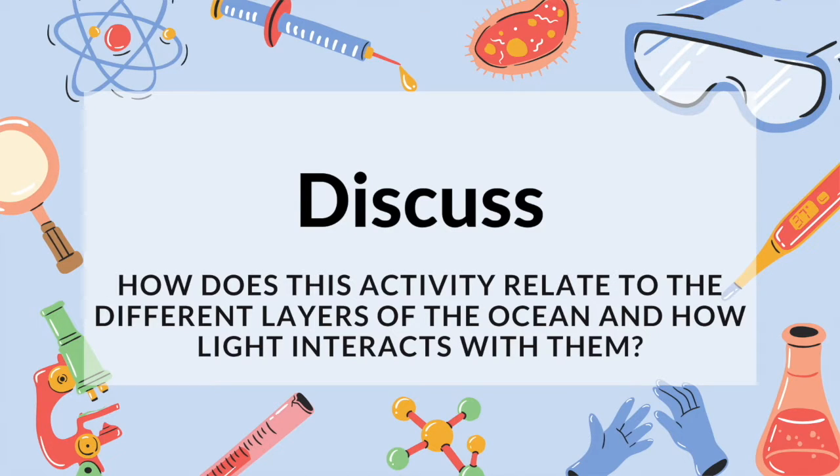The second discussion question is, how does this activity relate to the different layers of the ocean and how light interacts with them? The ocean is many, many miles deep. The ocean is also separated into layers based on the water's depth. So even though each layer has its own characteristics and environment, the separation is not as visually clear as in this activity. As scientists travel further towards the ocean floor, they can see that there is less and less light within each of the 5 levels.